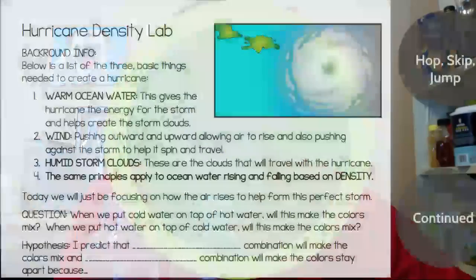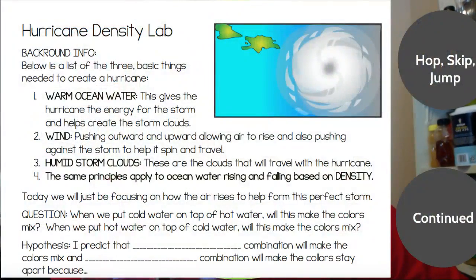We talked about how it needs to start over an ocean, and you need these two mixings of air to create that spiral shape. The second thing you need is wind pushing outward and upward, allowing air to rise and also pushing against the storm to help it spin and travel. You need humid storm clouds. These are the clouds that will travel with the hurricane. And the same principles apply to ocean water rising and falling based on density.